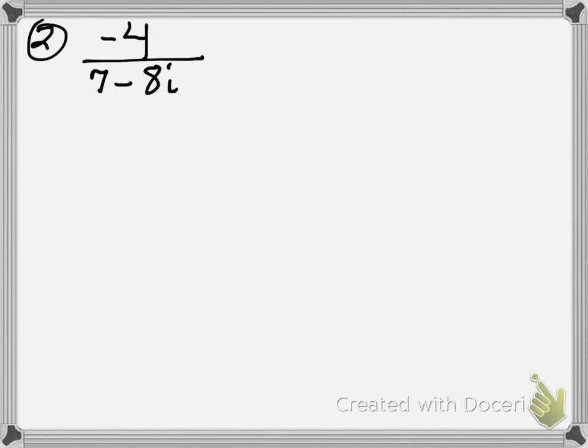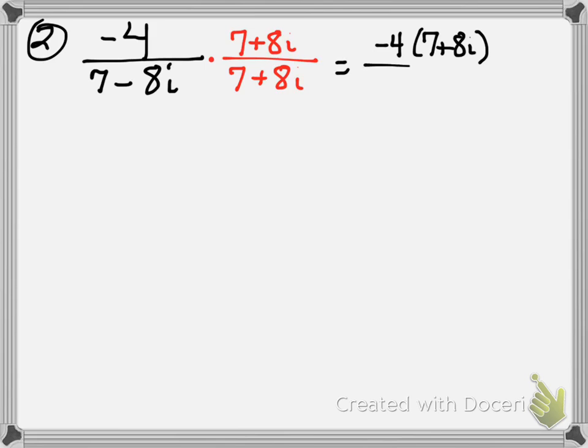So let's work with imaginary. When you're working with imaginary, you're still multiplying by the conjugate of the denominator. So what is our conjugate of our denominator? 7 plus 8i. And that gives me in the numerator negative 4 times 7 plus 8i. And my denominator, 7 squared minus 8i squared.